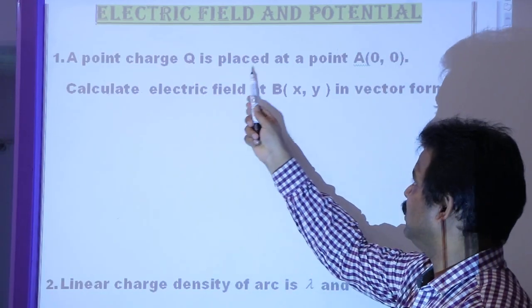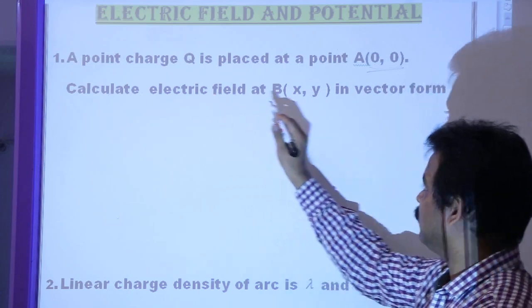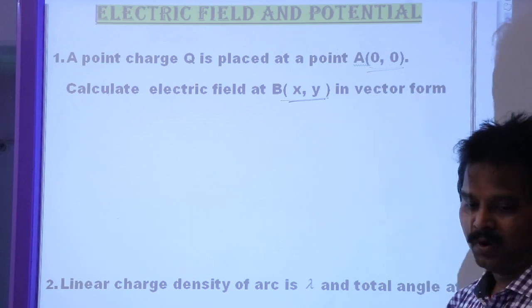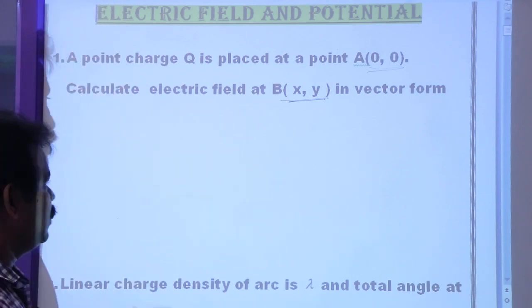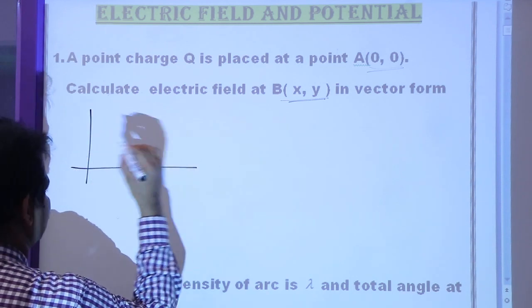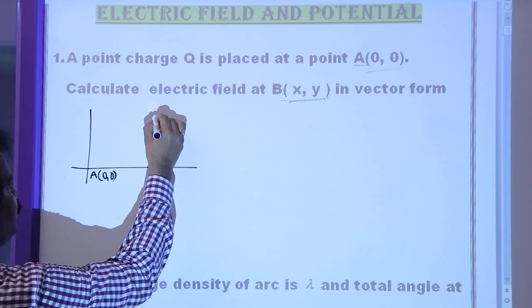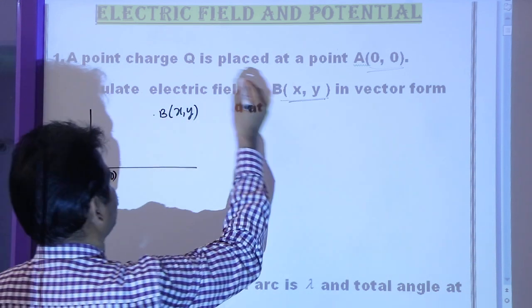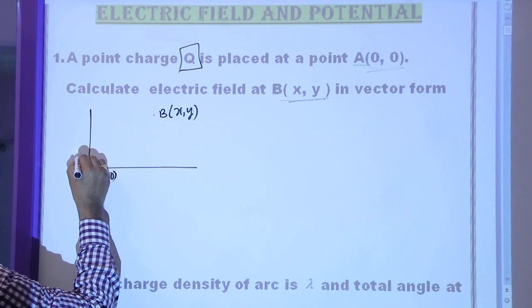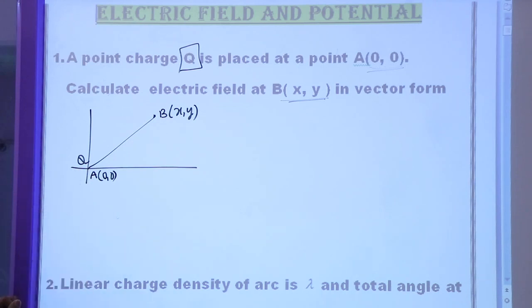It says that a point charge Q is placed at a point 0, 0, that means origin. Calculate the electric field at x, y in vector form. We know that the electric field due to a point charge is given by 1 by 4 pi epsilon naught q by r square. So here I have taken the coordinate system, and here A is 0, 0, that is the origin, and B is a point, the coordinates are given as x comma y, and a charge q is placed at origin. Here the charge q is placed. So this is the position vector of that point with respect to the origin.